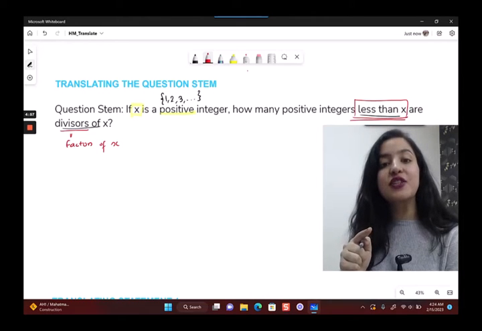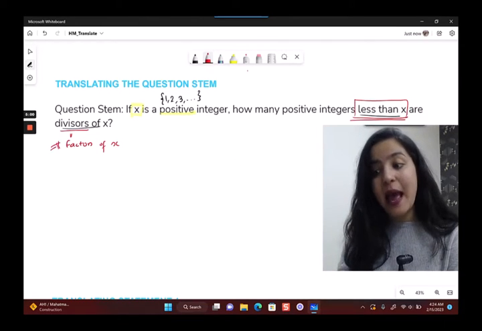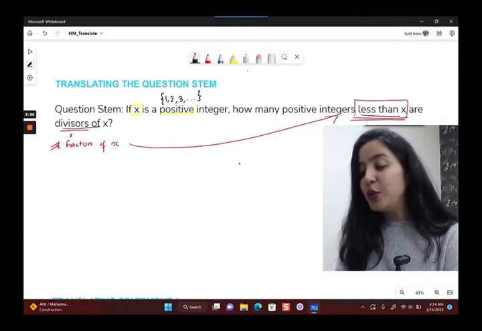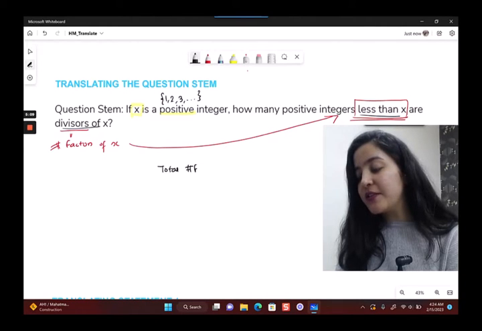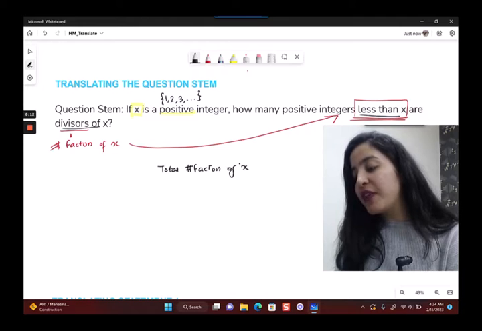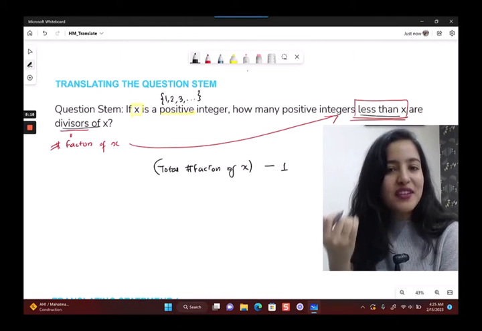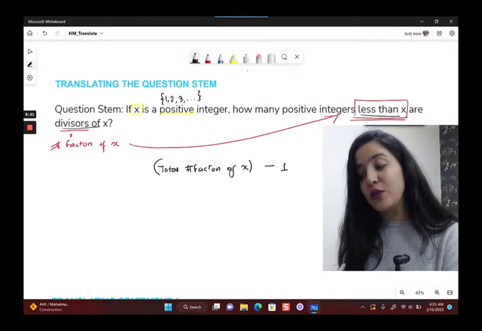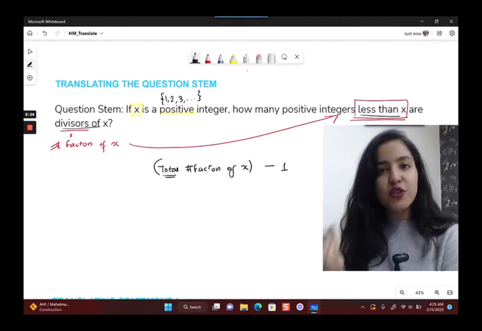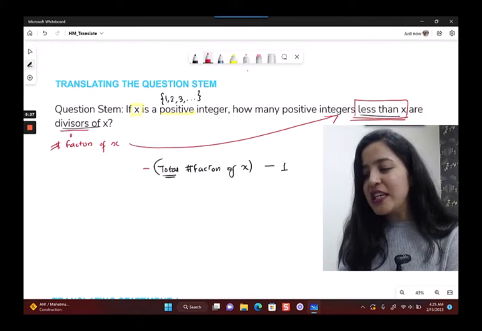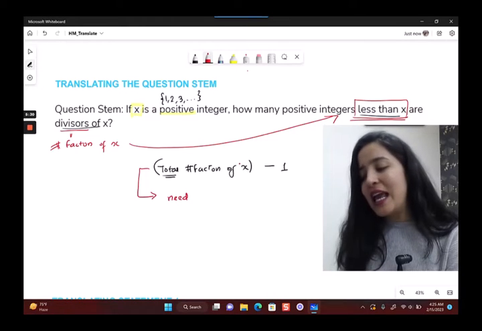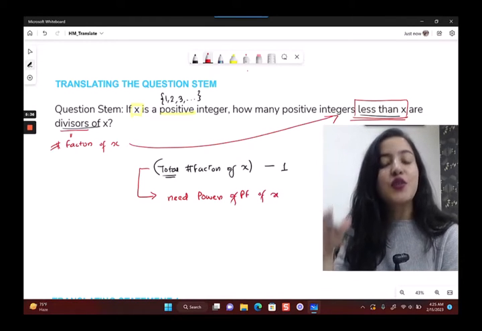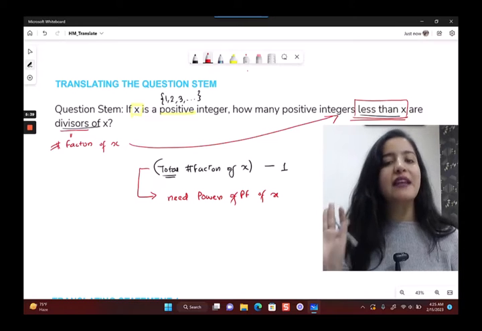The question is asking us to find the number of factors, yes, but excluding x itself, because it has to be less than x. So what are you going to do? You will find the total number of factors of x, and from that, to remove x, you're going to subtract 1. This 1 that you're removing is x itself. That's it. Now, based on the concept I just gave you a recap of, to find the total number of factors, you need powers of prime factors, right? So essentially, to be able to answer this, all you need is the powers of prime factors of x. That's it.